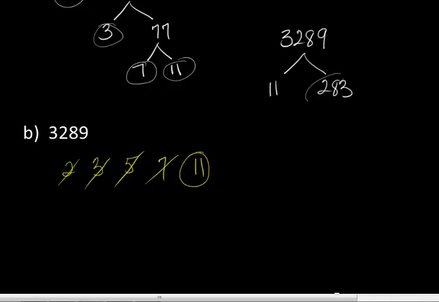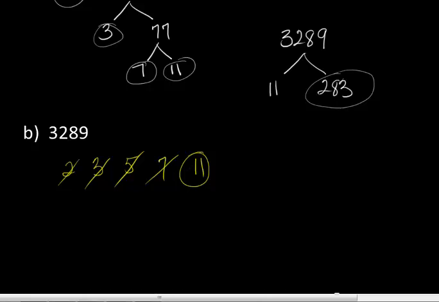Okay, and so now we have to keep trying to factor this number. You would try 11 again. You do not go back and have to try 2, 3, 5, or 7, because if 2, 3, 5, and 7 did not divide 3,289, it's certainly not going to divide any of its factors. But we would try 11 again.